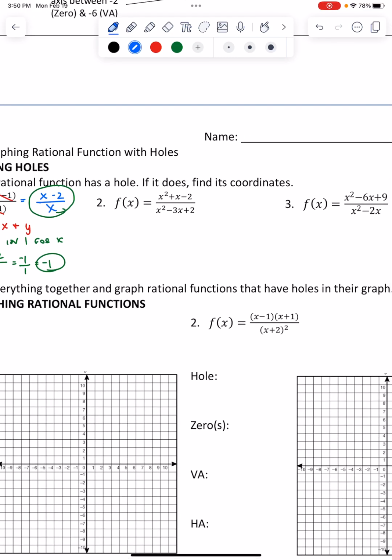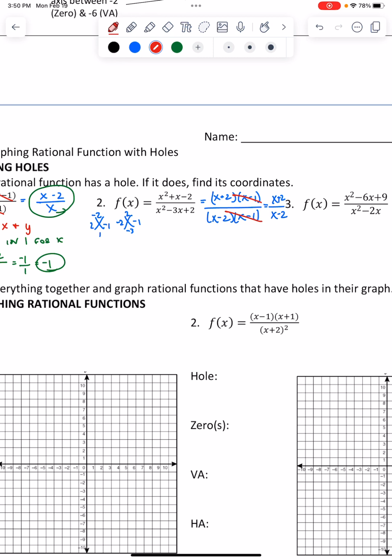Now, number 2, we've got to factor a little bit. In the numerator, multiply to negative 2, add to 1 would be 2 and negative 1. So x plus 2, x minus 1. In the denominator, multiply to 2, add to negative 3 would be negative 2 and negative 1. So x minus 2, x minus 1. And we look, x minus 1 we can cancel out. So what we have left would be x plus 2 over x minus 2.